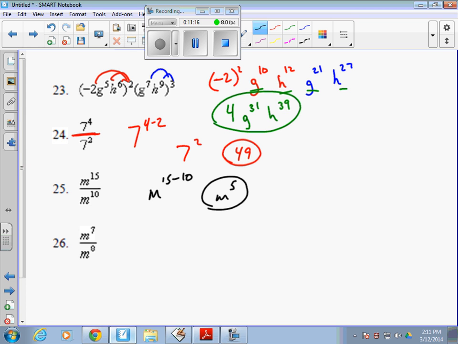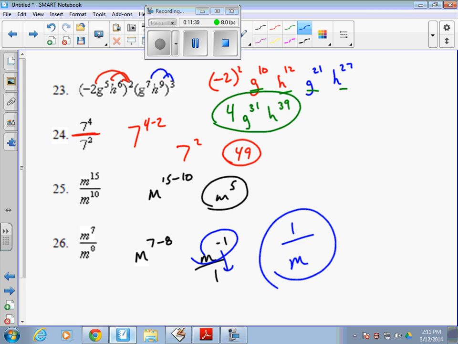M to the 7th divided by M to the 8th. Okay, so that means M to the 7 minus 8, which gives you M to the negative 1. We can't leave it like that. You can't have a negative exponent. It has to ride the elevator. It's over 1, so it rides the elevator and goes down. 1 stays on top. M to the first power goes down, 1 over M.